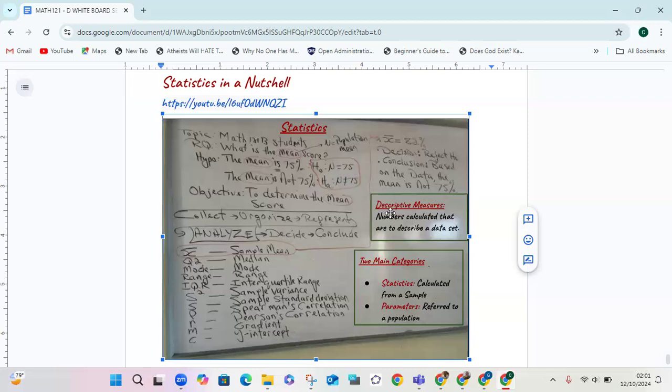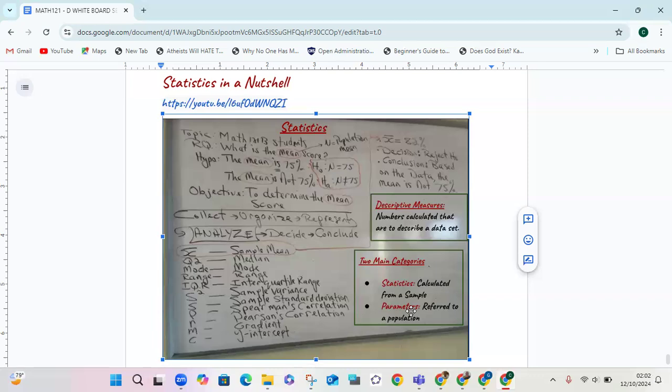And here are some key terms, descriptive measures. They are numbers calculated that are to describe a data set. A descriptive number, a number to describe a set of numbers, a set of values, a data set, a sample data set or population. And there are two main categories, statistics and parameters. Statistics are always calculated from a sample. Now, parameters, the majority of the times, are referred to a population.